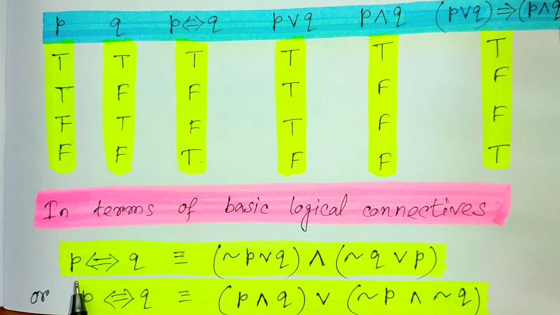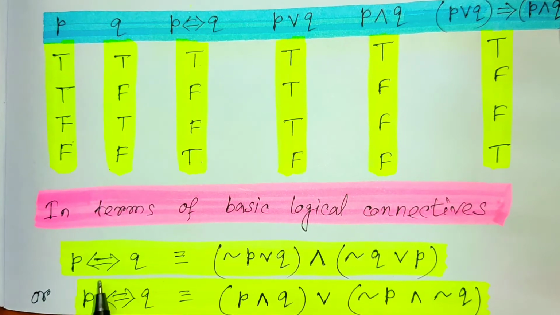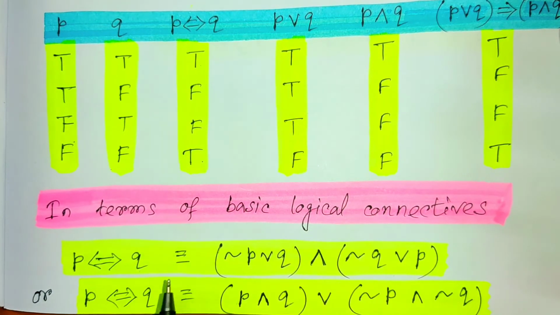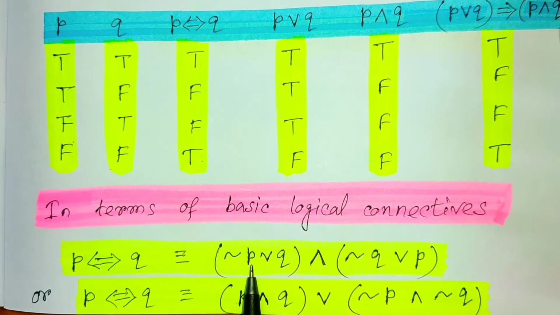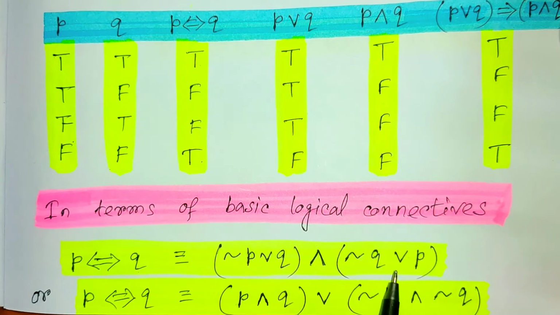So how to do this one? P implies and implied by Q, that is equivalent to (not P or Q) and (not Q or P). Otherwise, it is (P and Q) or (not P and not Q). So you can verify both those expressions, and this is your do-by-yourself thing.